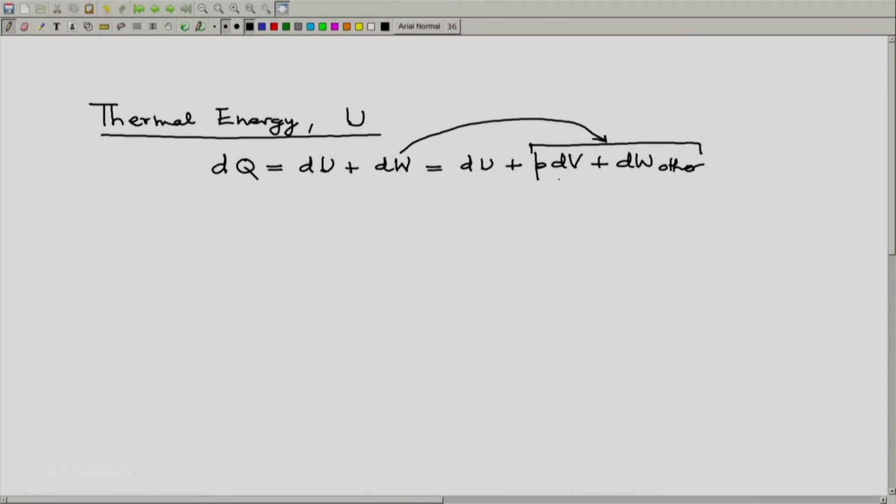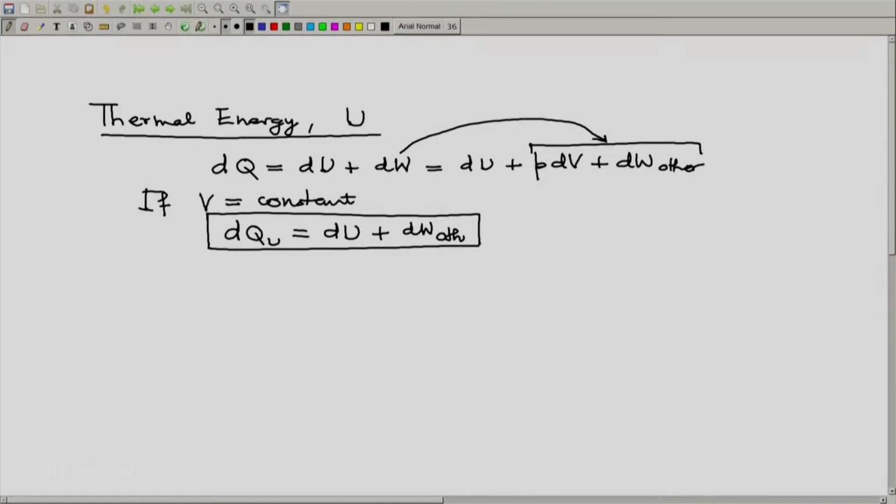Now, what does it mean? The one simple conclusion we can come to is the following: if V is constant, that means a constant volume process, then dQ at constant volume will be equal to dU plus dW other. Nothing really great. Now let us look at enthalpy.